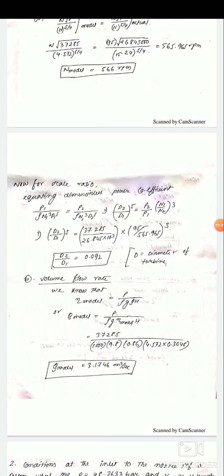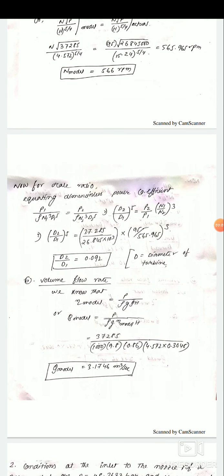And secondly, in the second part of the question, we have to find out the volume flow rate. We know the efficiency equation: efficiency equals P by rho g times flow rate into head. So if we have to find out the flow rate of the model, by putting the values of power, rho g, and efficiency of the model, which is given, and head, the flow rate of the model is coming out as 3.1746 meter cube per second.